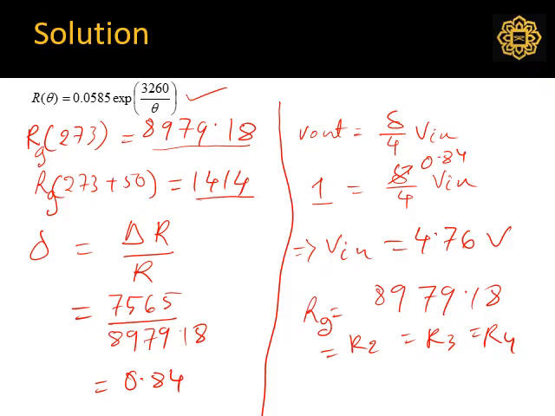And the output voltage is 0 to 1, this is given. So the max is 1. If 0, it is a balanced circuit, no temperature change; 1 means maximum temperature change. So you will have V in to be 4.76, so 5 volts is good enough. And this RG would be 8979.18, and R2, R3, R4 should be the same as RG. So this is how you design the Wheatstone bridge circuit for your sensor system. This type of question can also be asked. I think this is the last slide. Let me check.